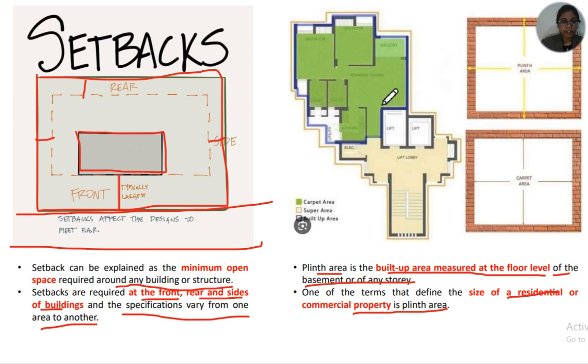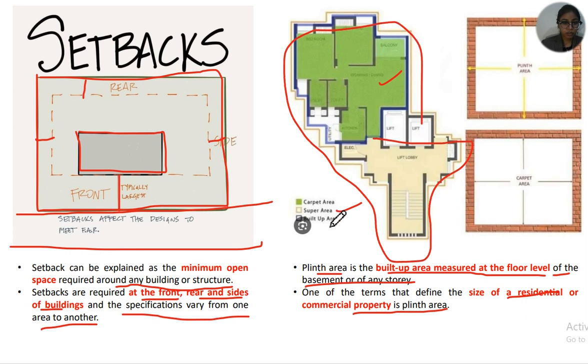So this is your carpet area, this green one. This is the super built up area, this complete one, okay, and the built up area, this one, and carpet area only this green part.